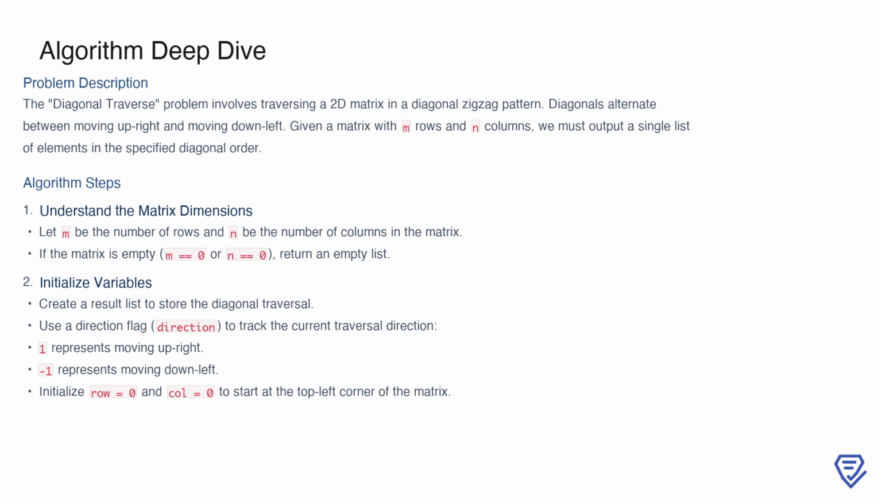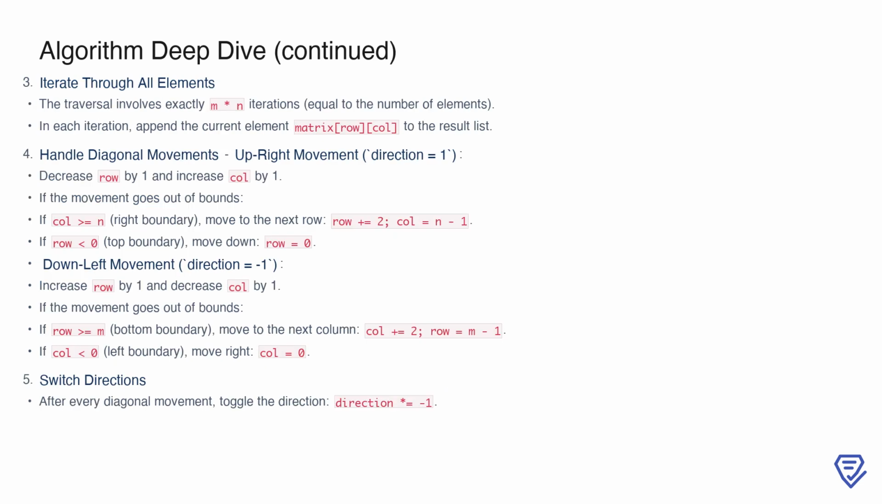Next, we initialize a few key variables. We need a result list to store the elements as we traverse the diagonals. Additionally, a direction flag will help us track whether we're currently moving up-right or down-left. A value of 1 indicates up-right movement, while -1 indicates down-left. Finally, we start our traversal from the top left corner of the matrix, so we set both the row and column indices to 0.